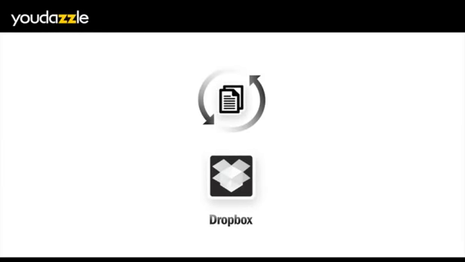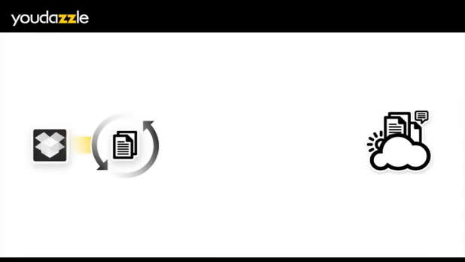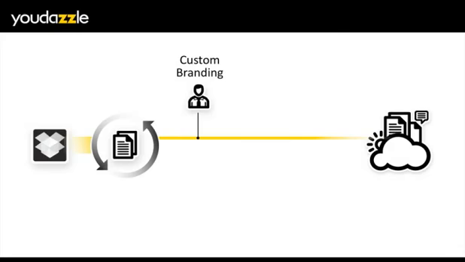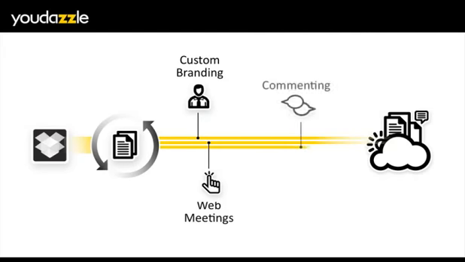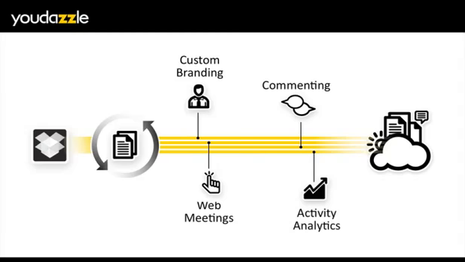But wouldn't it be great to be able to extend Dropbox capabilities with features like customizing Dropbox folders with your own personal branding? What about instantly sharing those files via web meetings without any downloads? And adding comments to those Dropbox files so you can collaborate easily among teams? And viewing who's actually accessing those files, all wrapped in a large interface viewable from your own browser.